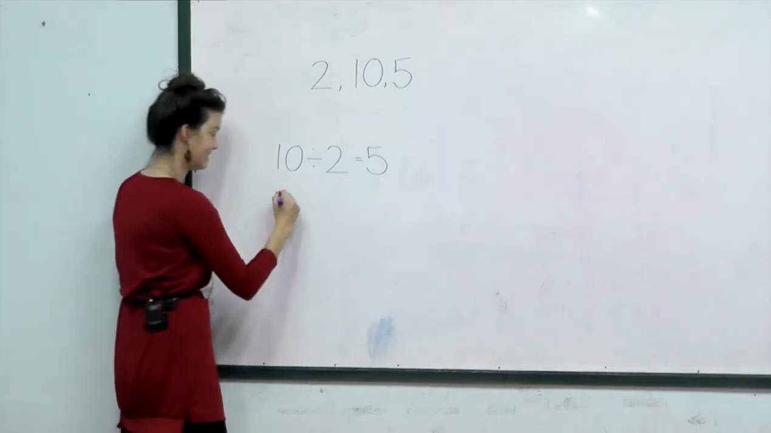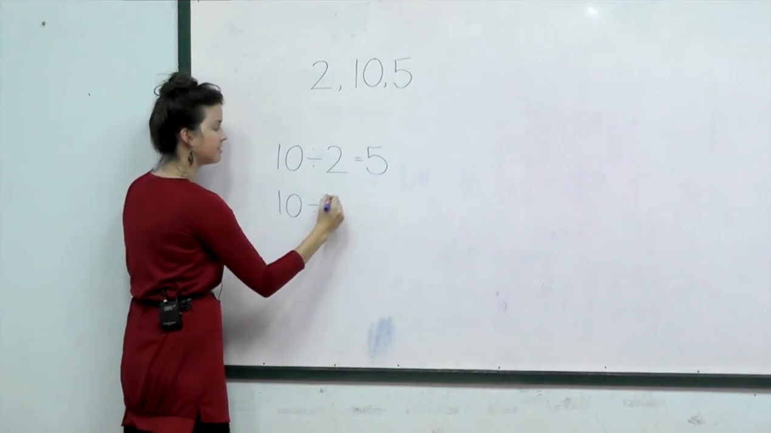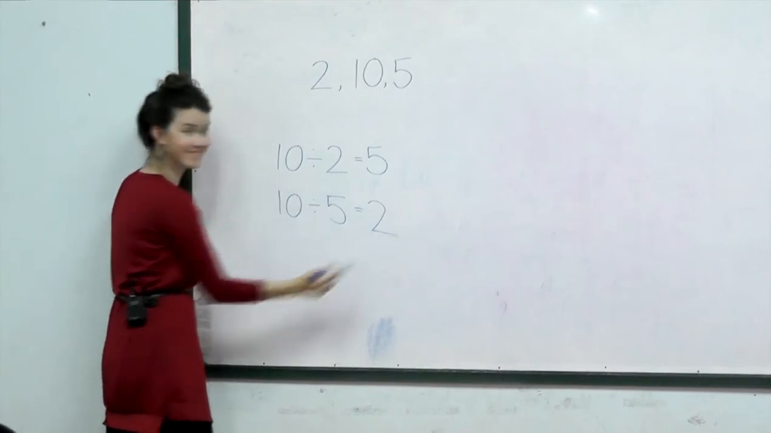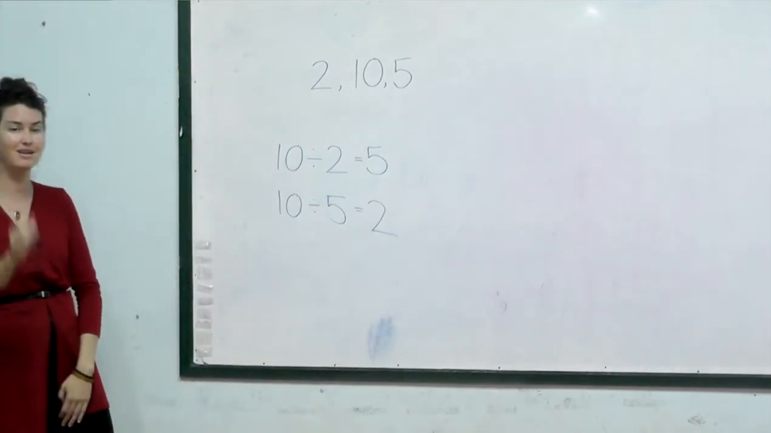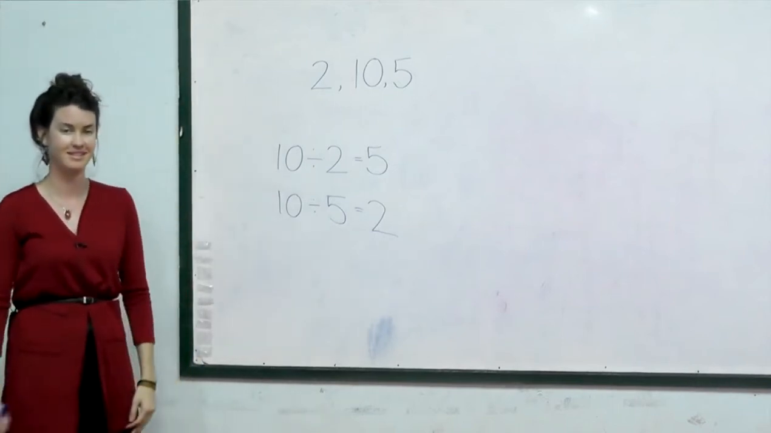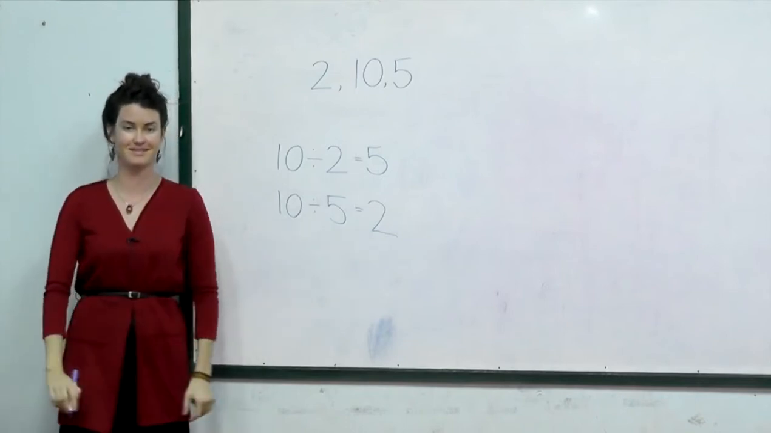10 divided by 5 equals 2. Great job. We need some with times.